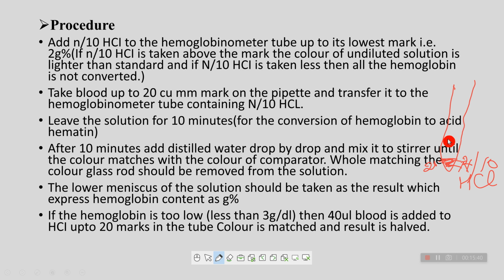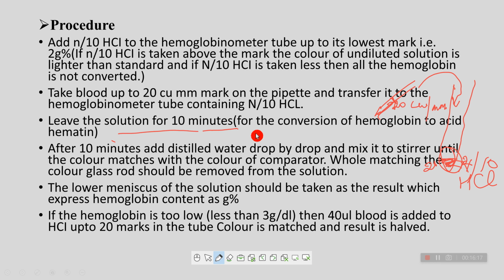Alright. After adding N/10 HCl, we have to mix the blood sample. EDTA blood sample is used for performing the hemoglobin estimation. In the hemoglobin pipette, up to its 20 cubic mm mark, we have to take the EDTA blood sample, and then we have to mix this blood sample into this N/10 HCl in the hemoglobin tube.